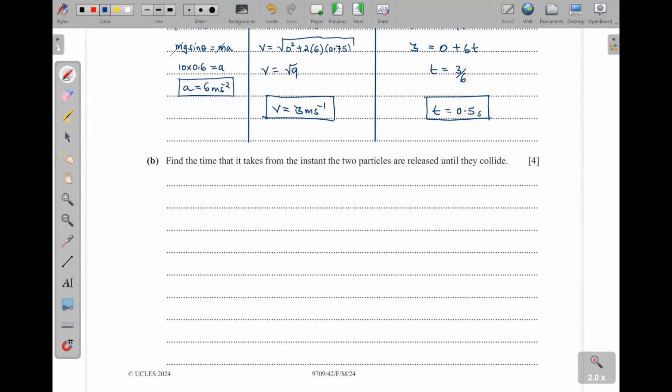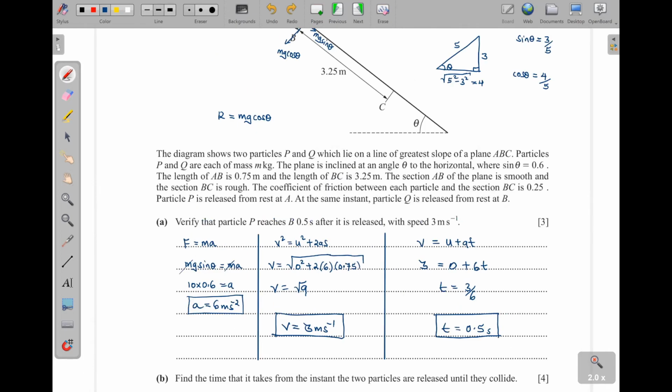Part B: find the time that it takes from the instant that the two particles are released until they collide. Now, when these two are released, remember they are released at the same instant. Particle P is released at A, and at the same instant, particle Q is released at B.